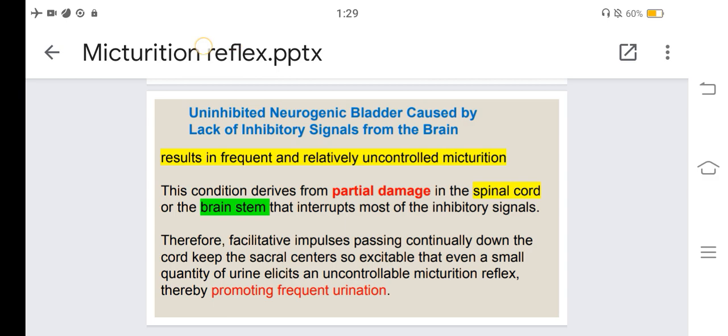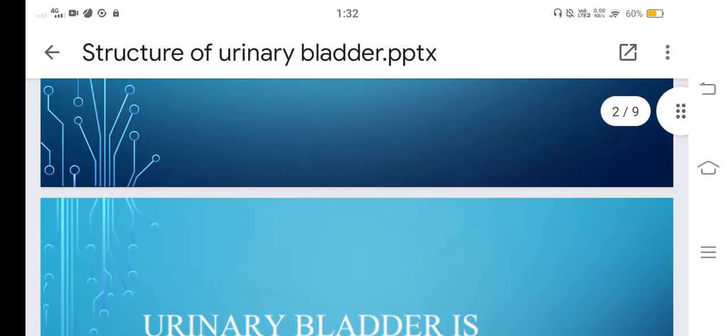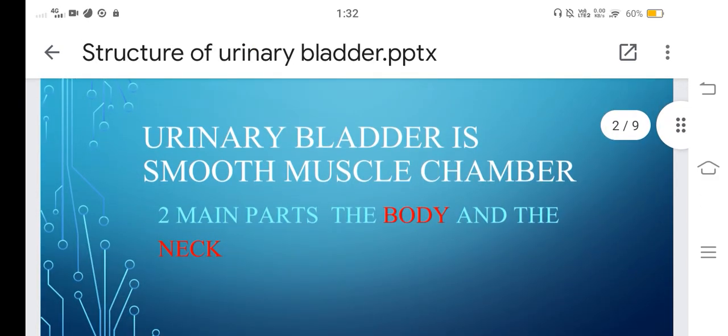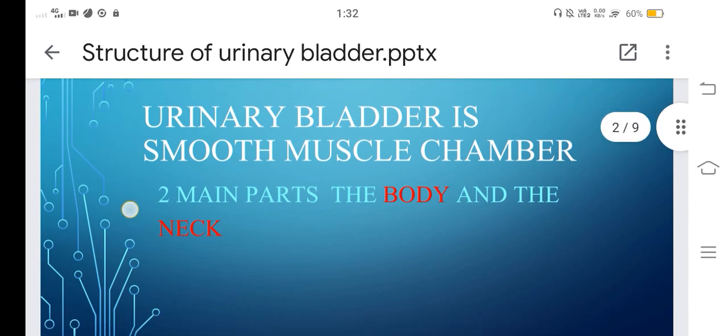Next topic, structure of the urinary bladder. The urinary bladder is a smooth muscle chamber. Two main parts are there, the body and the neck.